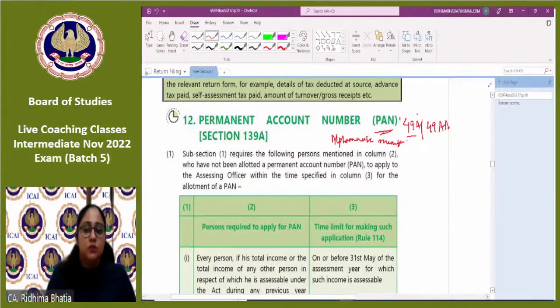It is an alphanumeric number, in which the first five are alphabets, then the next four are a unique digit combination, and then the last is also an alphabet. The fifth alphabet would be the initial of your surname. So you can check your PAN number if you have that. First 5, then 4, and then 1. Total 10.